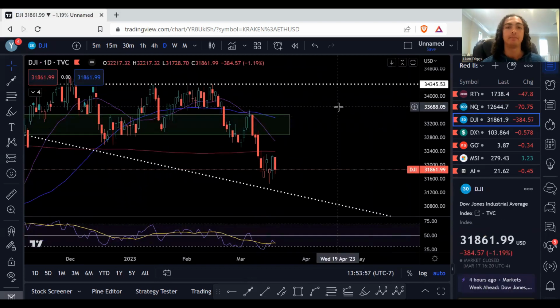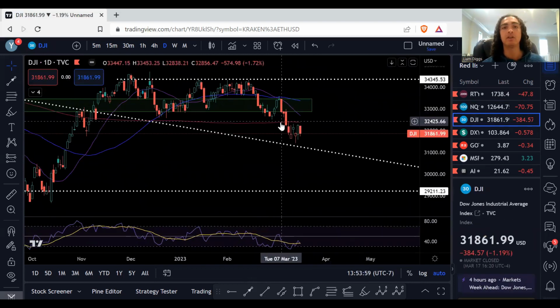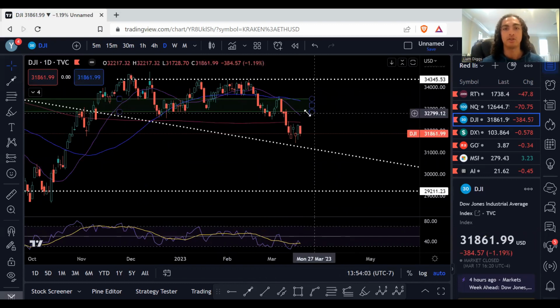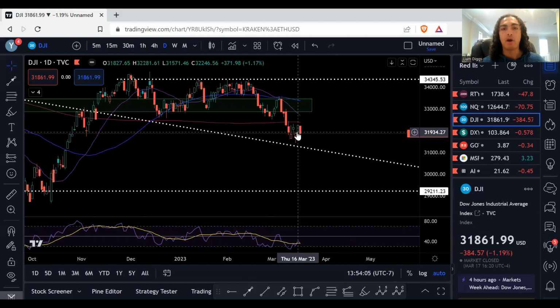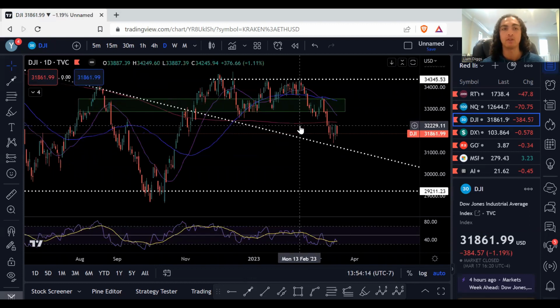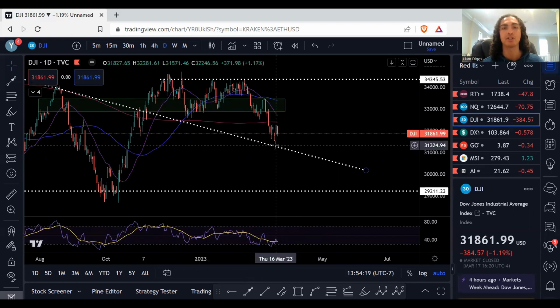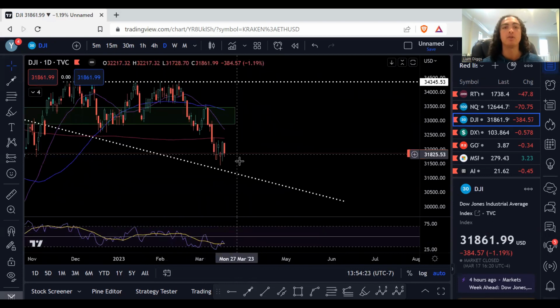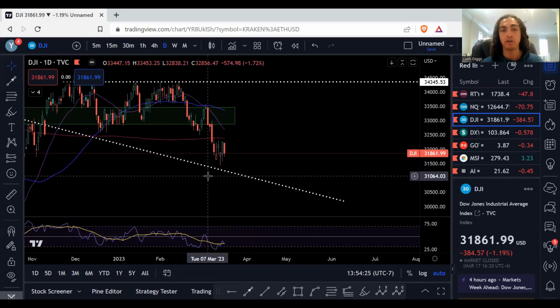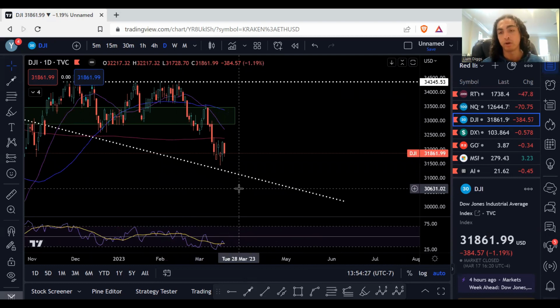Moving on to the Dow Jones. Dow Jones still not looking that great. We did break out of our consolidation zone, moved back up on Thursday, kind of got slapped back down by this 200-day moving average, and then a pretty solid red day on Friday as well. So you can see that we are holding this trend line just a little bit. We wicked it on Wednesday.